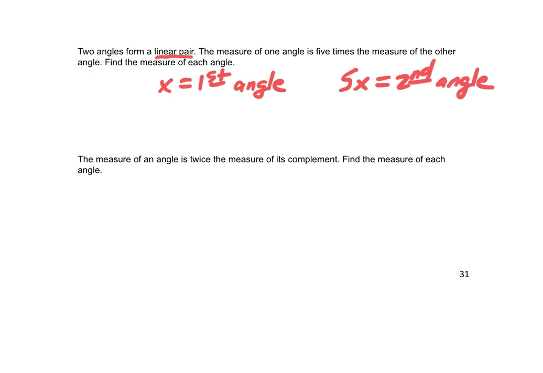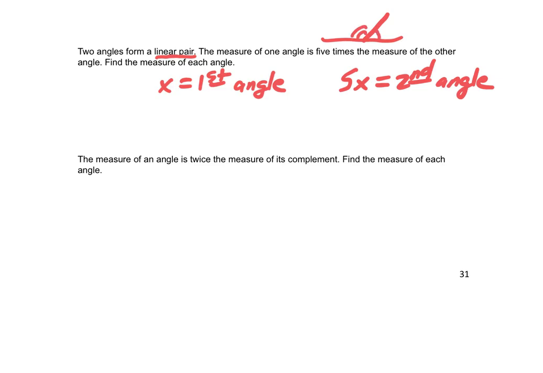The other piece of important information here: they make a linear pair. What does it mean to be a linear pair? Think linear. What does linear mean? Two angles that create a line. So what do you think that means? How many degrees in a line? Okay, so these two angles together make a linear pair. You could draw a picture if you want to. The picture would look like this. These two angles together are making a line.